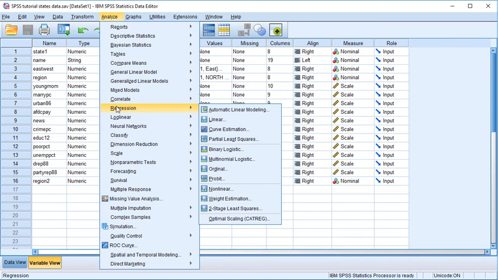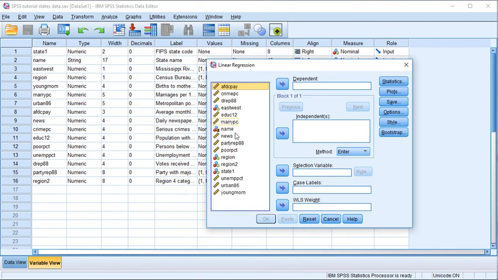You notice there are various different kinds of regression. We're just going to be using OLS, or ordinary least squares regression, which is a linear regression model. Click to open that up. Now we have before us the list of variables in our data set, as well as a box for a dependent variable. Let's go ahead and click Young Mom.